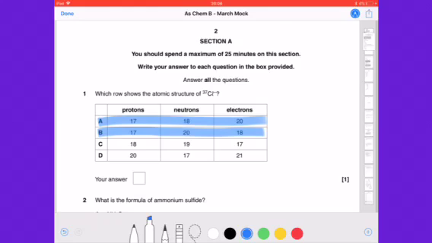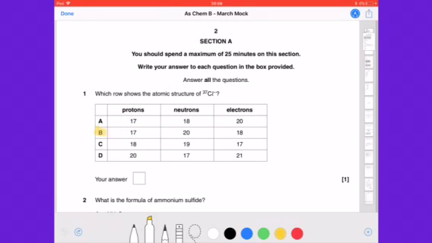To get the number of neutrons, we can work that out by doing the mass number take away the atomic number. So 37 take away 17 would give you 20, which means that your actual answer is B. Moving on.